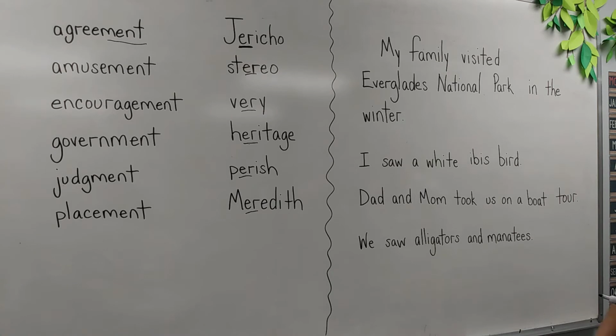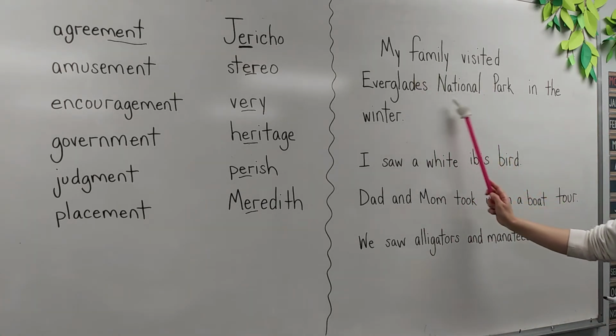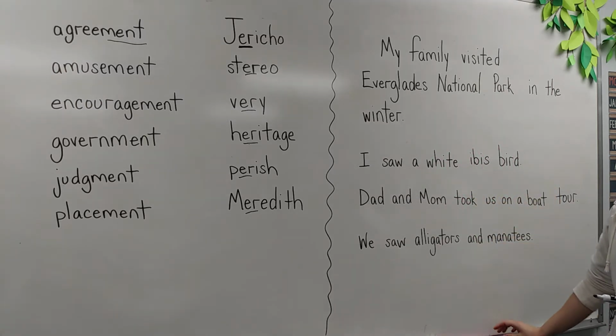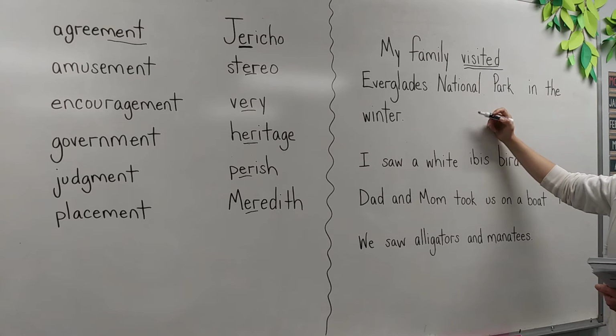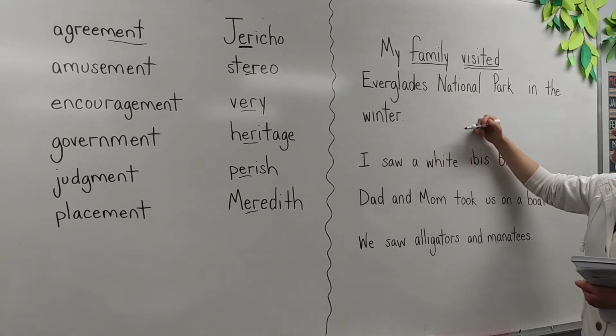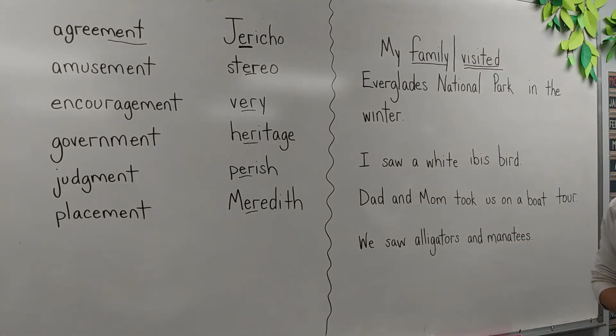So I'll read this first sentence. My family visited Everglades National Park in the winter. What is our action in that first sentence? My family visited Everglades National Park in the winter. Our action verb is visited, so we underline visited twice. Who visited? Family. Family is our subject noun, and we draw our line right before the verb to separate the subject part of the sentence and the predicate part of the sentence.